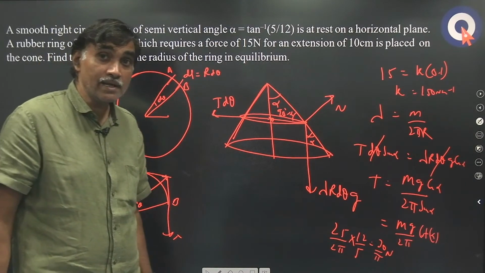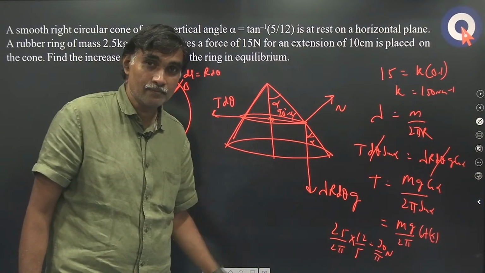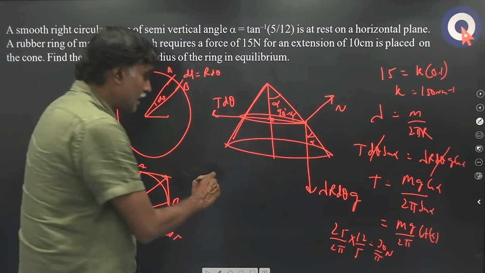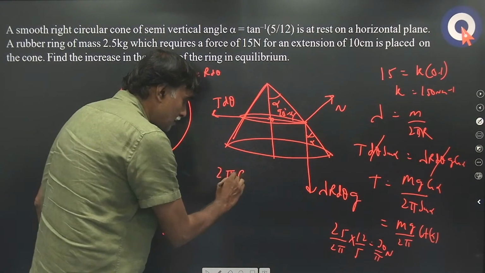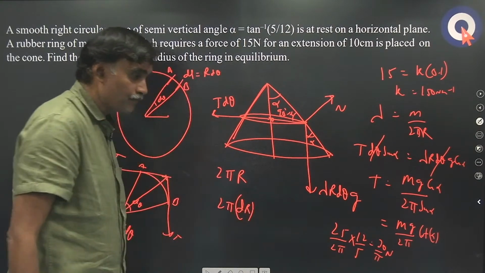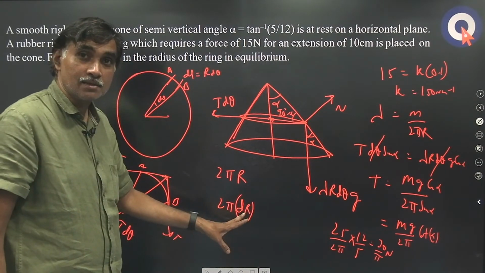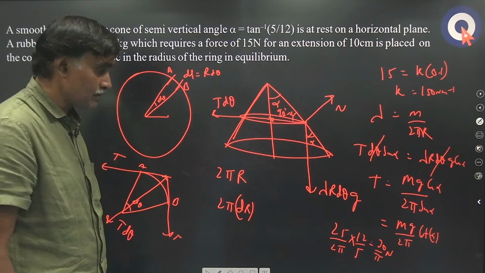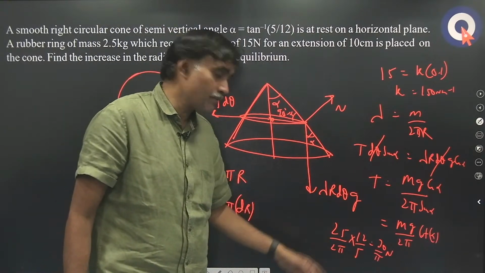But what is increase in radius? This is increase in length, okay. Whatever you are finding is increase in length. What is increase in length? What is actual length? 2 pi r. What is increase in length? 2 pi into dr. So what is increase in radius? It is 2 pi into dr by 2 pi. Okay. So you should divide this by 2 pi.